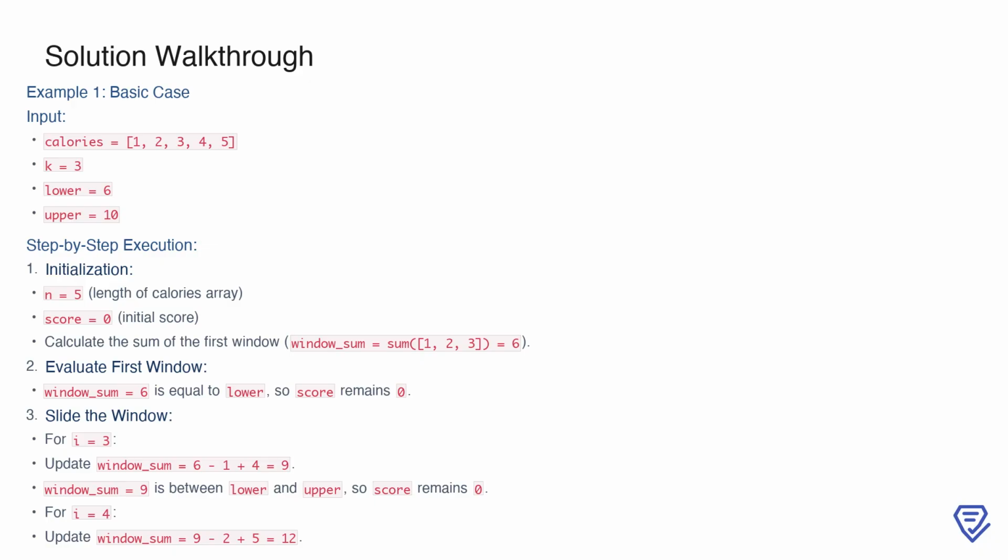Next, we slide the window one position to the right, starting at index 3. Removing the first element from the window and adding the next gives a new window sum of 6 minus 1 plus 4 is equal to 9. This sum is between the lower and upper thresholds, so the score remains 0.